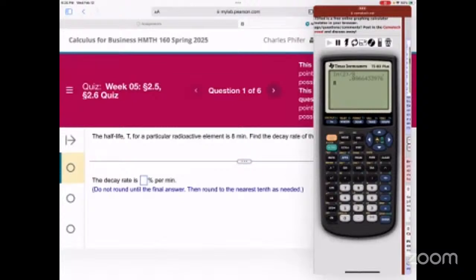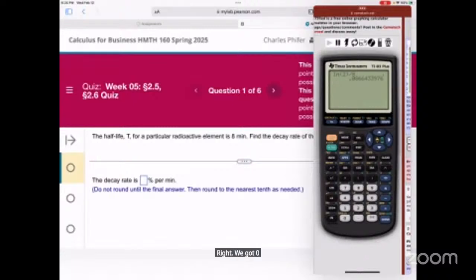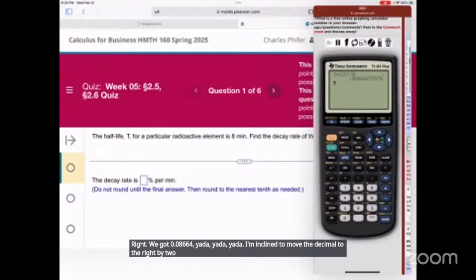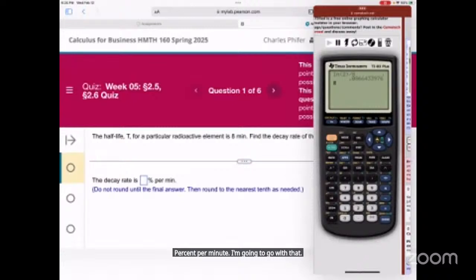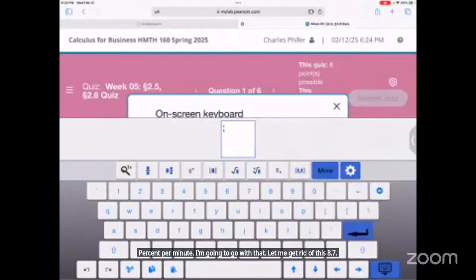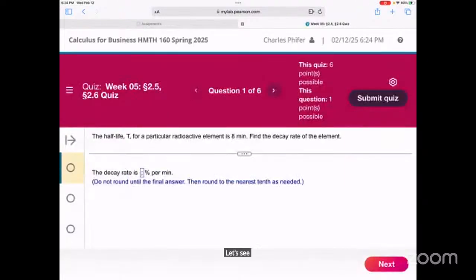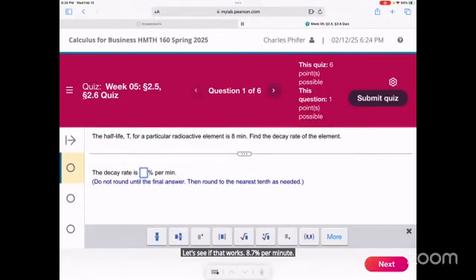The nearest 10th, right? So I think this is as a decimal, and I think we need to convert it to a percent, right? We got 0.08664, and so on. I'm inclined to move the decimal to the right by 2, and so put 8.7% per minute. I'm going to go with that. Let me get rid of this, 8.7. Let's see if that works, 8.7% per minute. We're going to go with the nearest 10th.